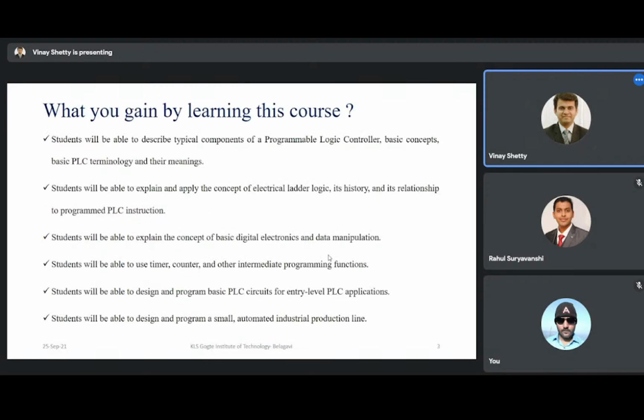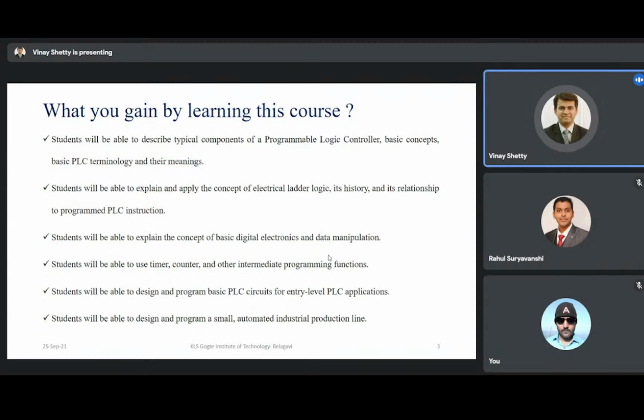Then okay, coming to the important point, right? The student, of course, thinks, why? What will I be gaining by learning this course, right? So first point is students will be able to describe typical components of a programmable logic controller, its basic concepts and basic PLC terminology and their meanings. You'll be in a position to answer all these questions.